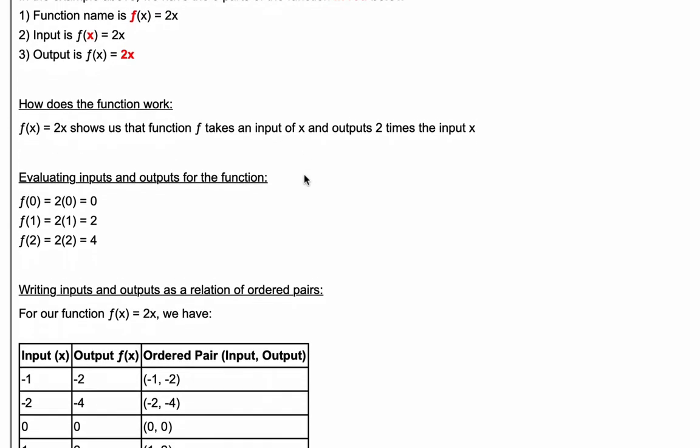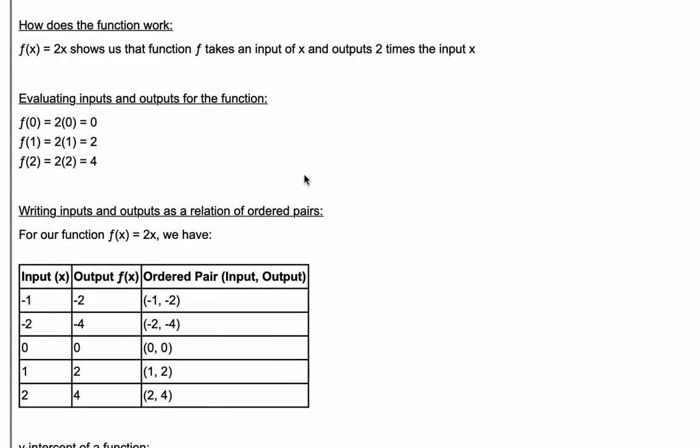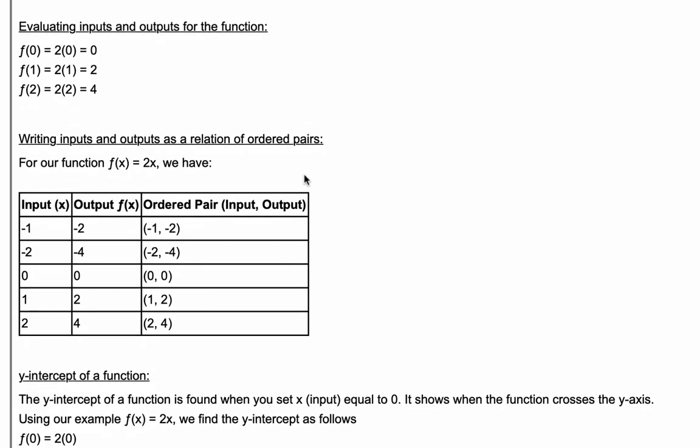With that said, let's look at how the function works. With our example function f of x equals 2x, it shows us that the function f takes an input value of x, which can be a number, and it will output 2 times whatever you input for x. Let's look at some examples. If we input 0, so f of 0, we get an output of 2 times 0, which just equals 0. If we input 1, we get an output of 2 times 1, which is 2. And if we input 2, we get an output of 2 times 2 equals 4.